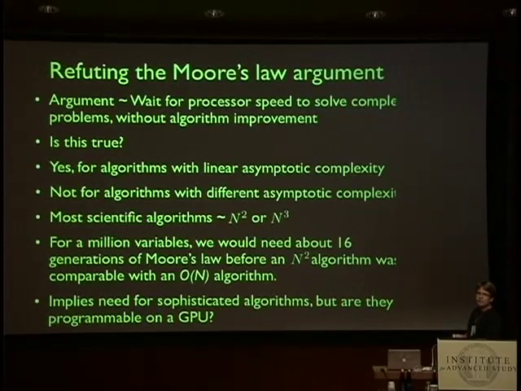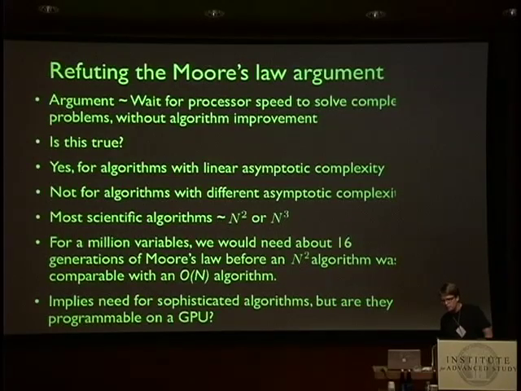There's another thing about Moore's Law that I wanted to go over with you. The basic argument that we hear occasionally is, let's just wait for the processor speed, and we can substitute in the GPUs. Let's say that we can all take advantage of GPUs effortlessly because somebody gives us a compiler that recognizes code we've written and puts it on the GPU for us. Can we wait for the processor speed to improve to solve complex problems without changing our algorithms? And the answer is basically, if your algorithm has linear asymptotic complexity, yes, you'll be well served.